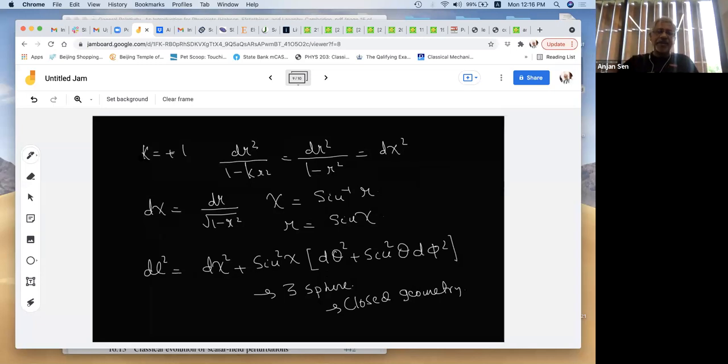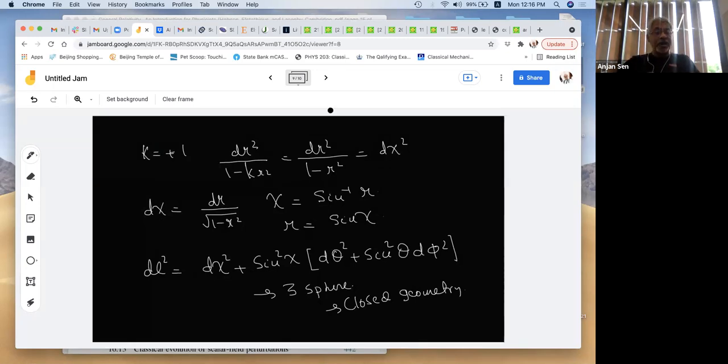Similarly, if I have k equal to minus 1, then this dr square will be plus. So d chi is dr over square root of 1 plus r square. And if we integrate this, instead of sine inverse, this will become sine hyperbolic inverse of r. Then r is sine hyperbolic chi, and this metric will be d chi square plus sine hyperbolic square chi times the angular part.